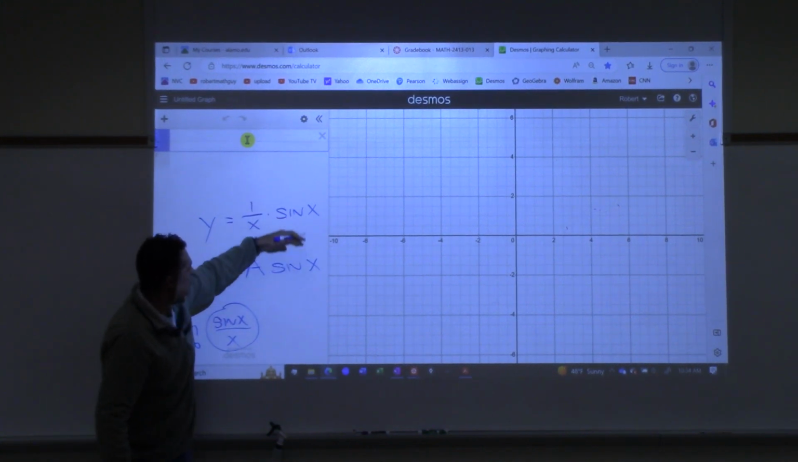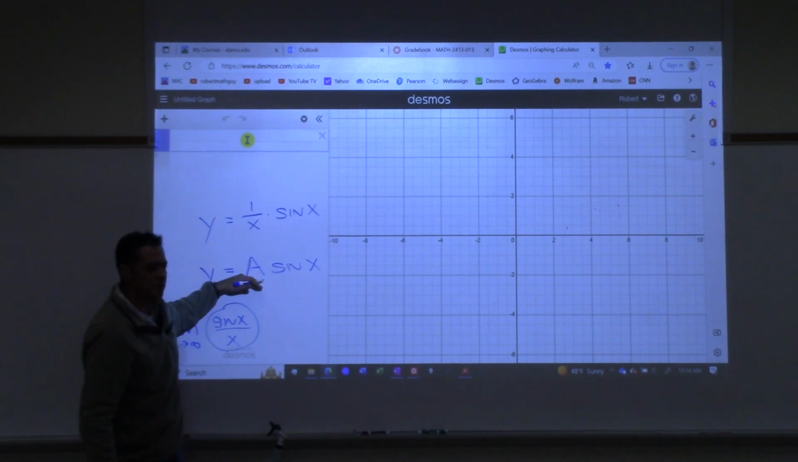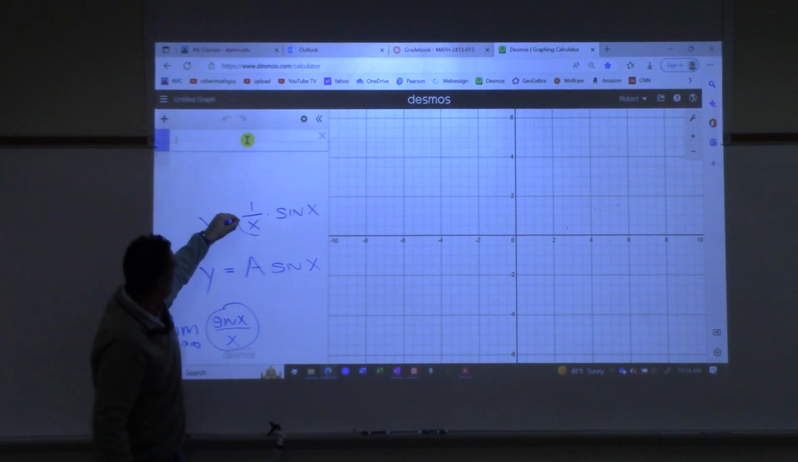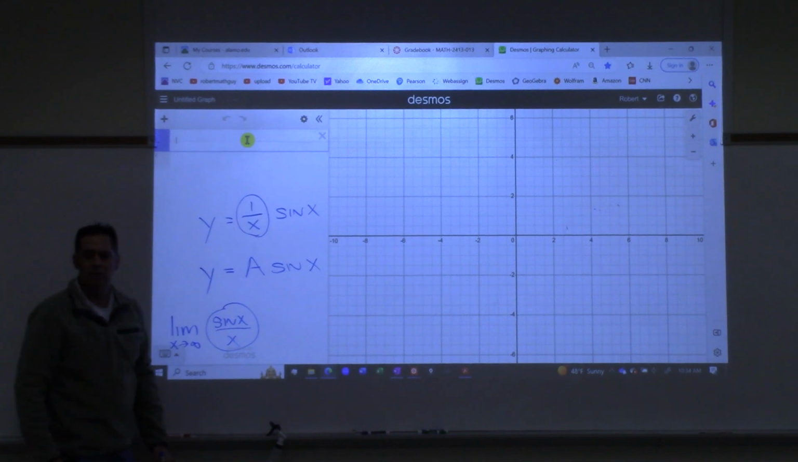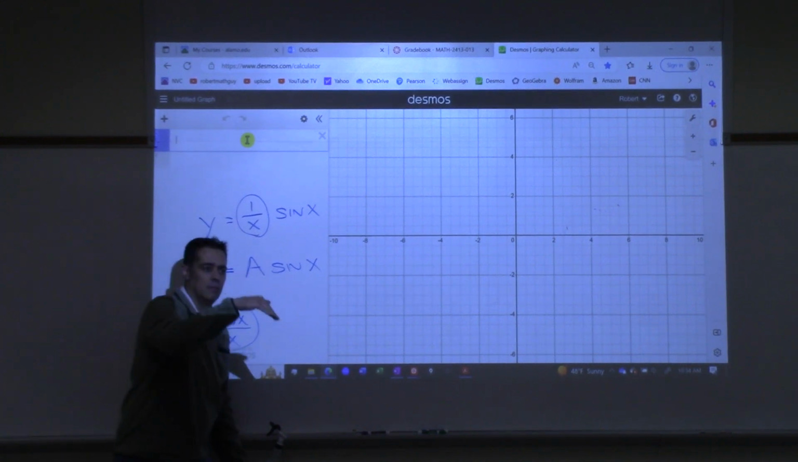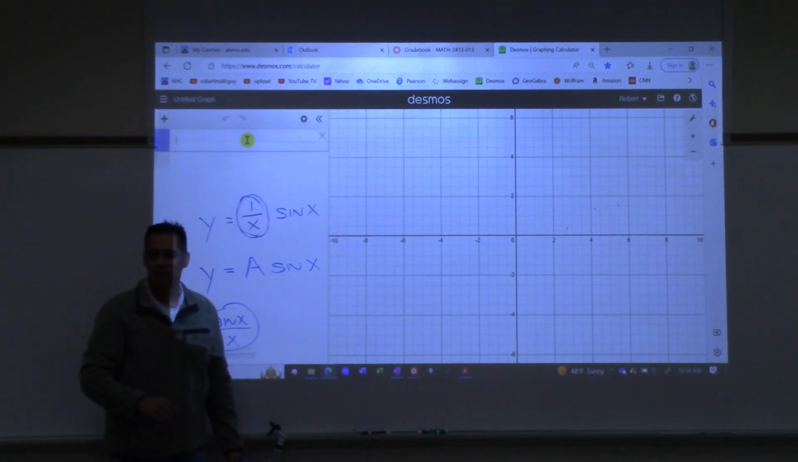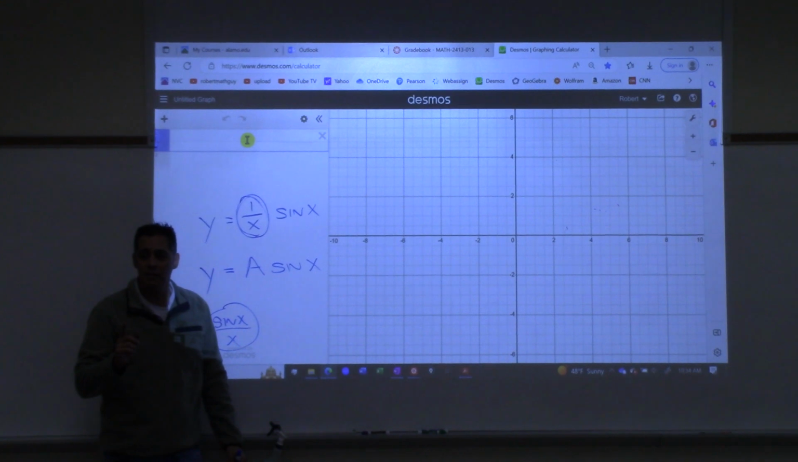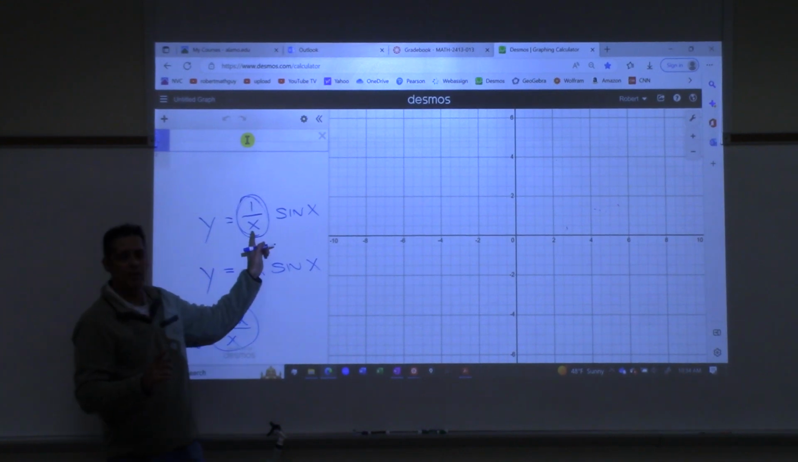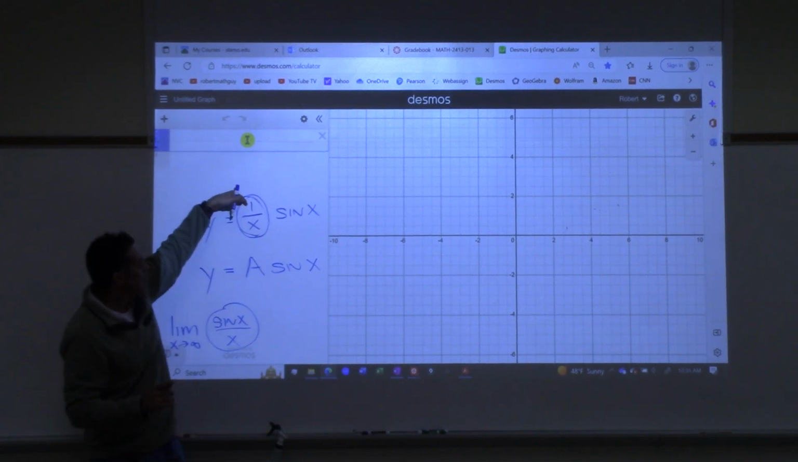In pre-cal, here's our sine function. Here's our amplitude, right? Here's what is happening to that amplitude. As x gets bigger, what happens to the amplitude? What happens to this as x gets bigger? It gets what? Well, the bottom gets bigger. This is bounded by 1, but the bottom is getting bigger, right?